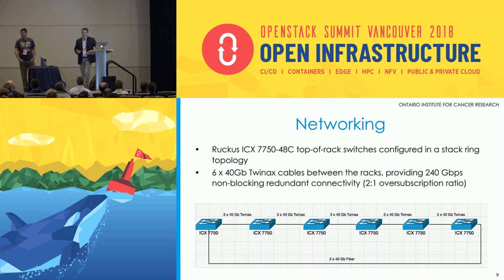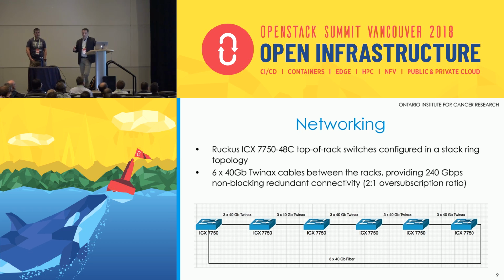On the networking side, the physical layer, we have Ruckus, which is the old Brocade switches at top of rack. They are 1 RU switches, 48 10 gig ports. They have 6 40 gig for uplinks. And we create a stack, which is a ring. So rack 2 connects to rack 3 and rack 1, and so on.